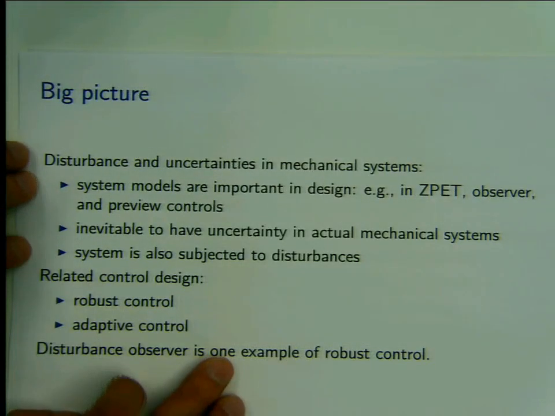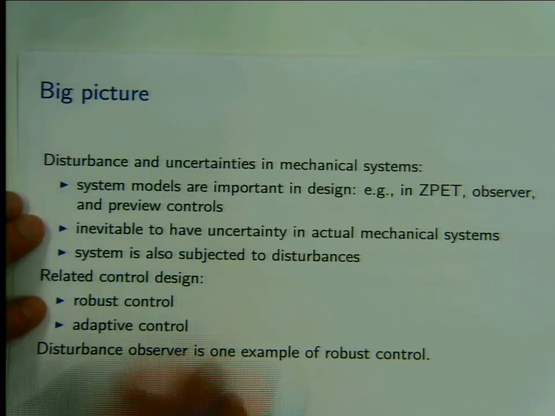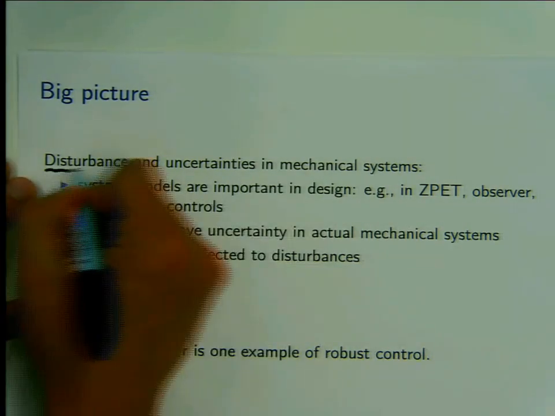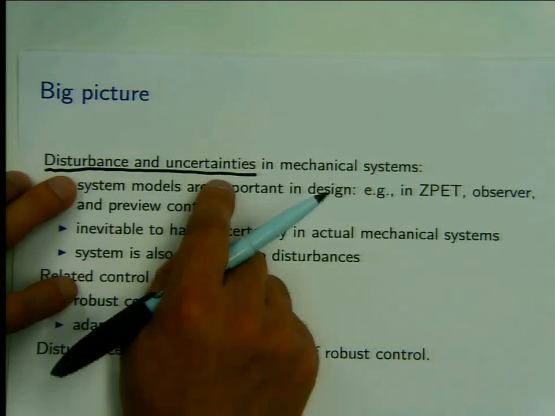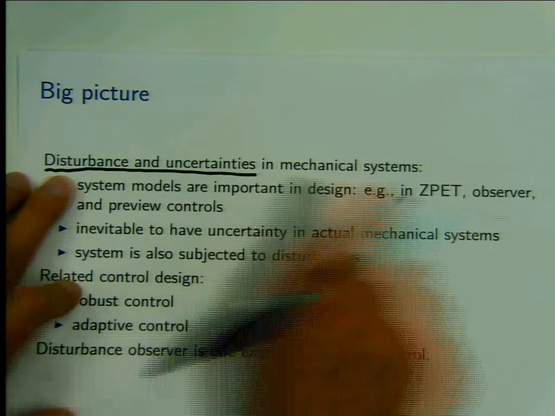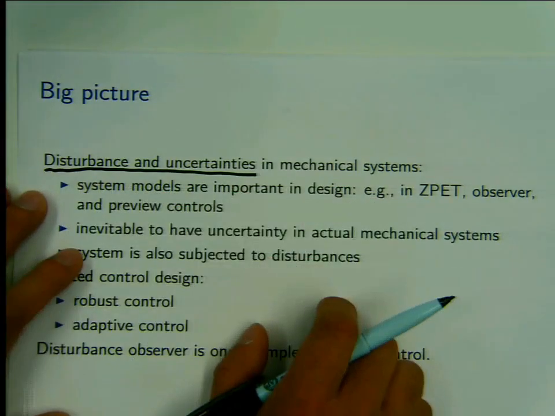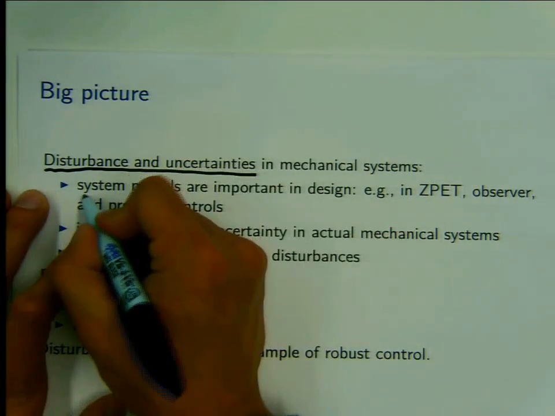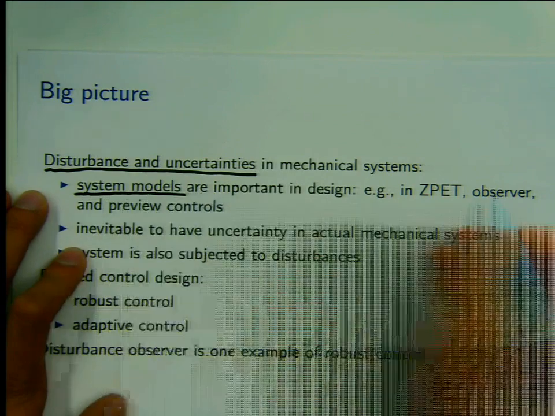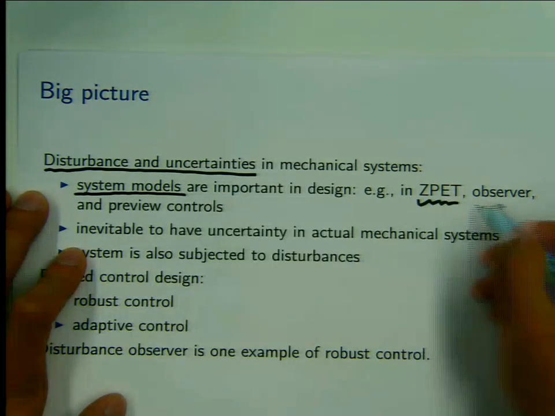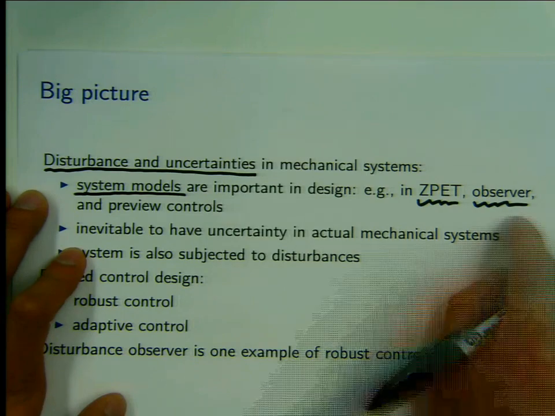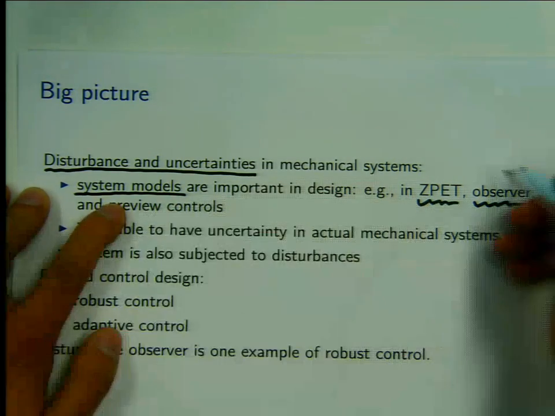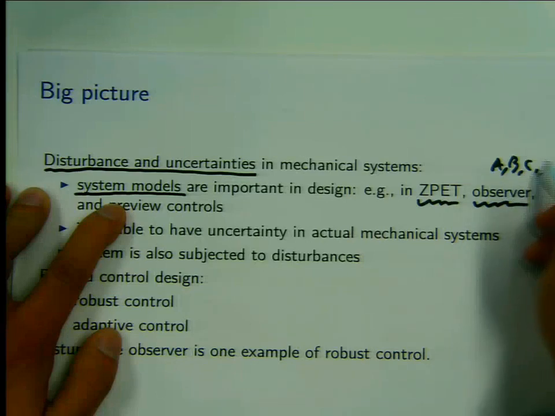The basic idea, the big picture, is pretty straightforward. At this stage, you're very familiar with the concept of disturbance and uncertainties, particularly in mechanical systems. These are very common. You also see that in all these learned techniques, for example, zero-phase error tracking, even a very basic observer design, you need system models. You need the A, B, C, D matrices.